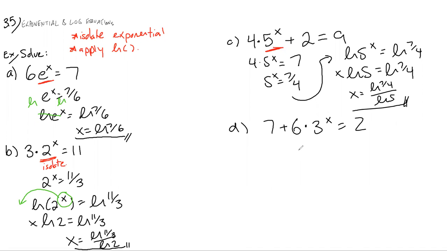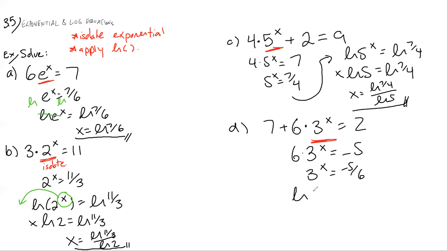And just one more of these, and then I'll do a slightly harder one after. So yeah, always start these things the same way. I'm going to isolate for that 3 to the x. So I get 6 times 3 to the x is negative 5. 3 to the x is negative 5 over 6.